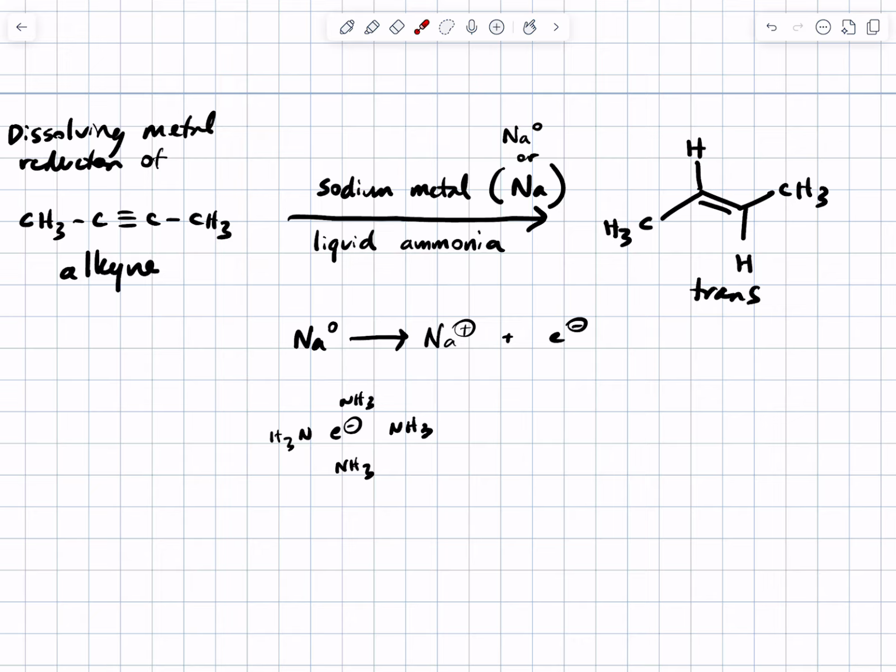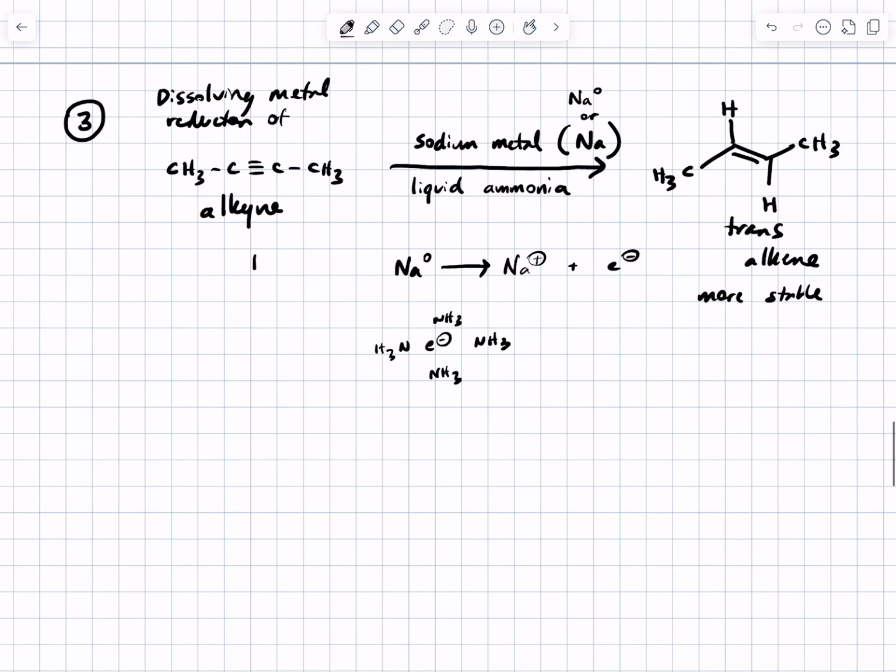Then a second electron hops into a partially filled orbital. It becomes negatively charged again. You have an intermediate that can be protonated either from one face or the other, and it's selectively protonated from the face that gives you the more stable trans alkene. You don't need to know that mechanism, but the fact that it's stepwise allows you to get the more stable trans alkene product. Okay?